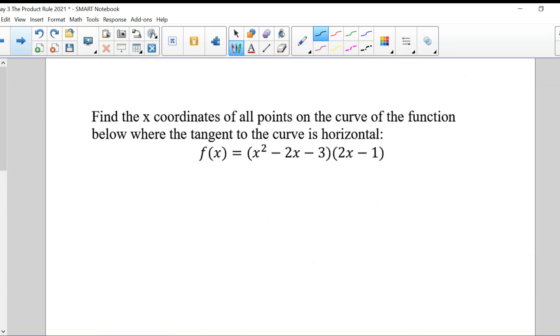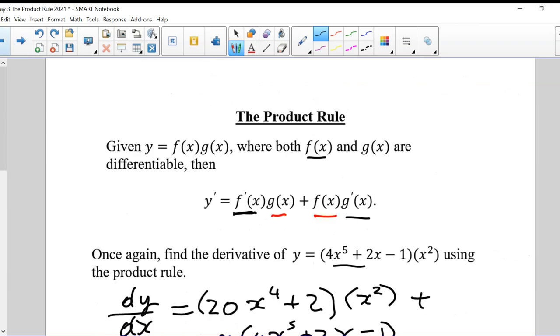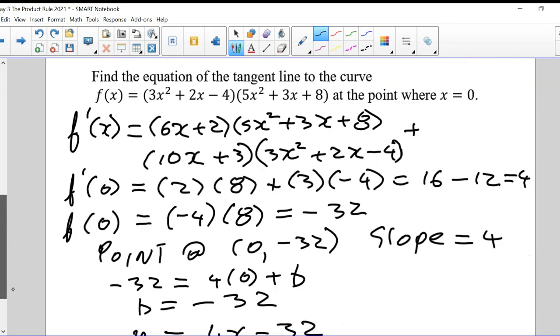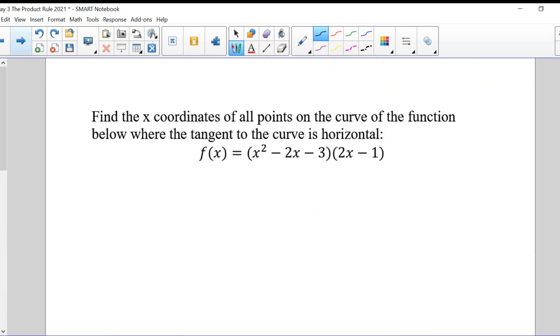Let's try this again on a different question. Let me see if I left anything out of this page, by the way. Hang on a second. No, I didn't. All right. Find the x-coordinates of all points on the curve of the function below where the tangent to the curve is horizontal. So let me go through that with you. I'm going to go ahead and use the product rule again.